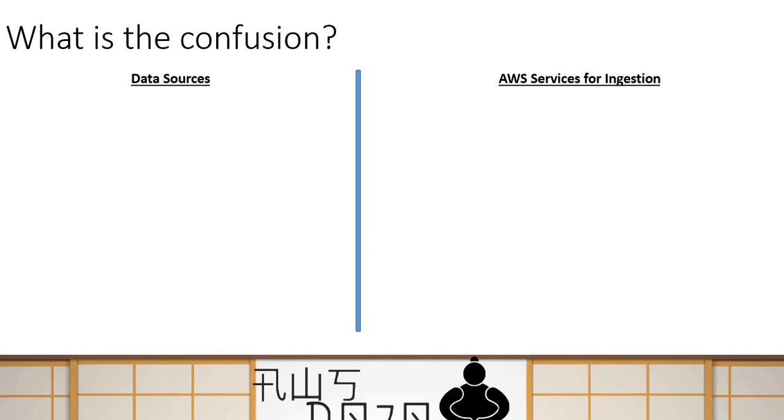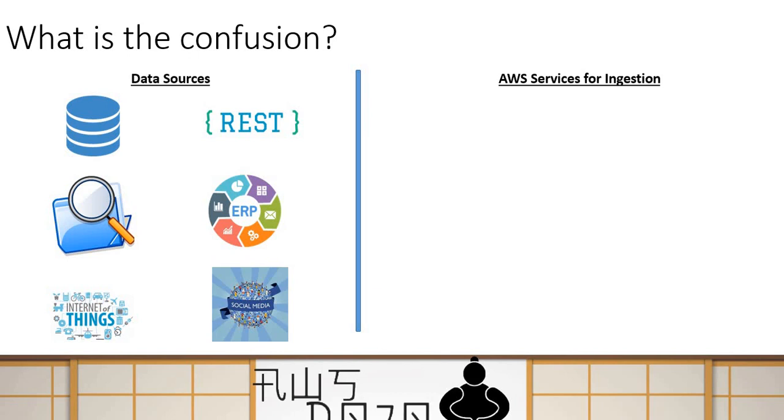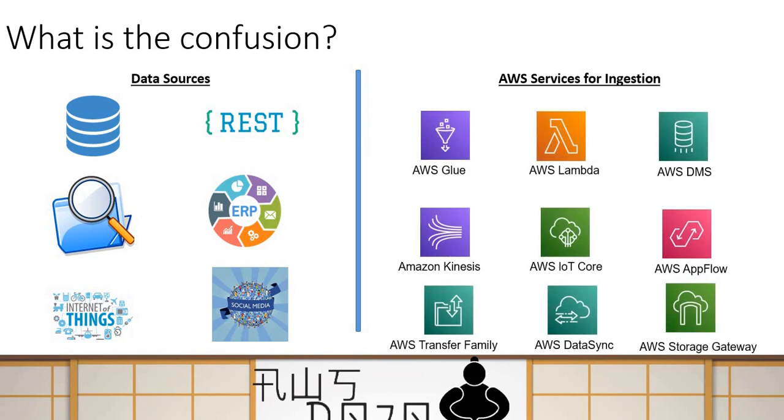Now, what is the confusion? The thing is that there are many data sources. There are databases, APIs, file systems, ERP systems, IoT devices, streaming data, or social media data. There are various sources from where you might want to ingest your data. And in order to ingest your data, you have got multiple AWS services which can do the job. There is a list of services which can be used to ingest data from each of these data sources I have mentioned.